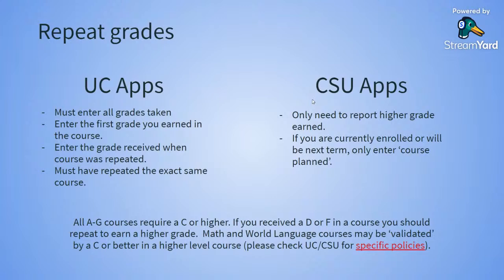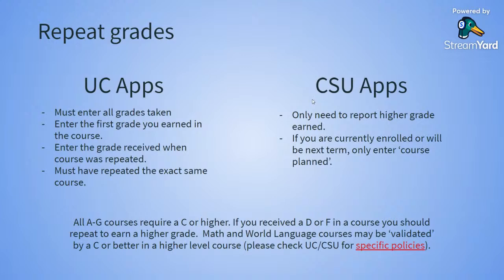When you're reporting repeated grades, we will show you specifically when we get to each of these applications, but just as a general rule, on the UC applications, you will enter all of the classes that you took, and all the grades you received. So you will enter the original grade, and you will also enter the repeated grade on the UC application. They want to see everything, the original grade and the repeated grade. And in order for it to count as a repeated grade, it must be the exact same course.